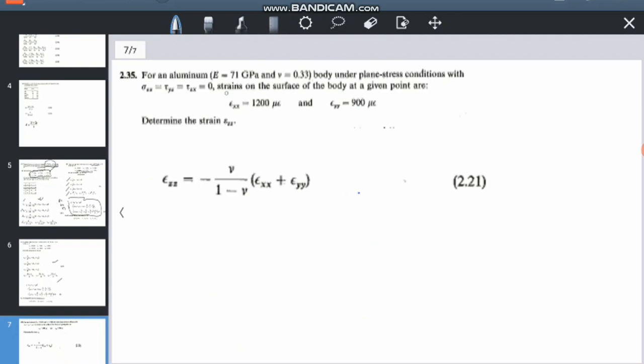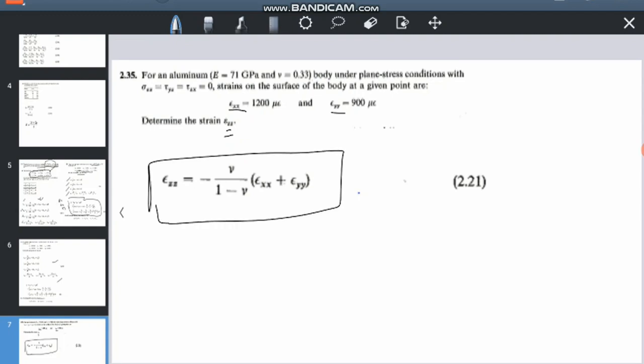And now the final question for aluminium, we are given E equals this and v equals this, and we have epsilon xx and epsilon yy, and we have to find epsilon zz. So the formula is this. Simply put in the values and you are going to get the result. Okay, so that's all for these numericals. Thank you so much.